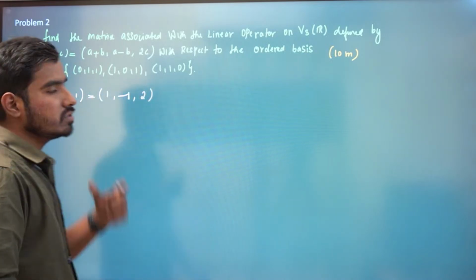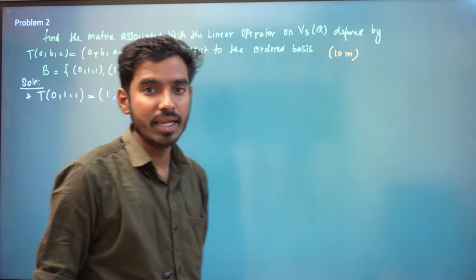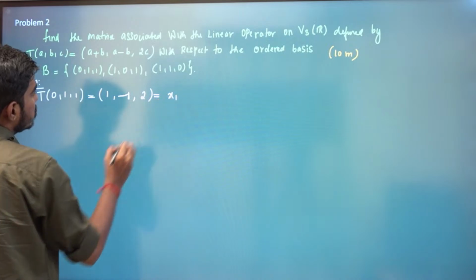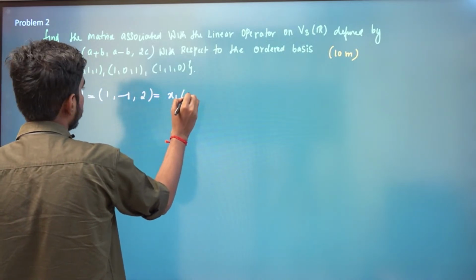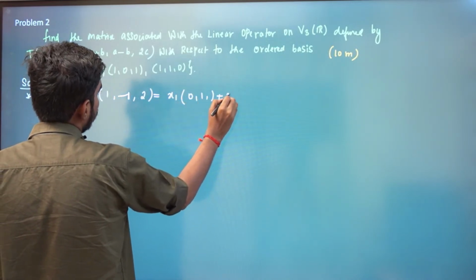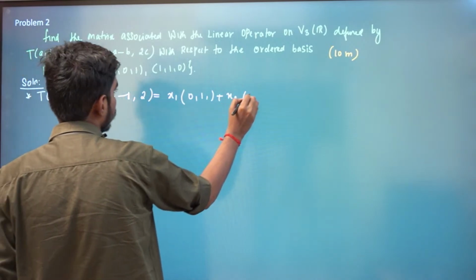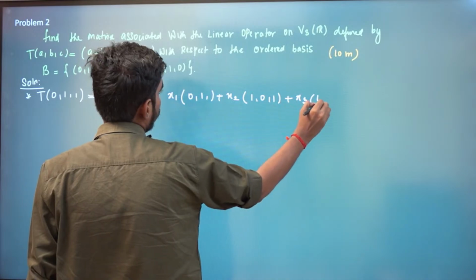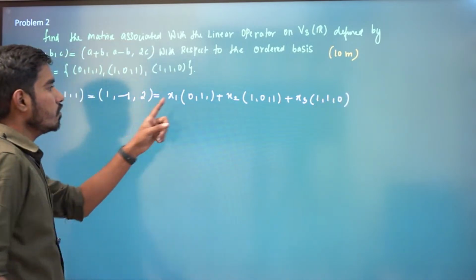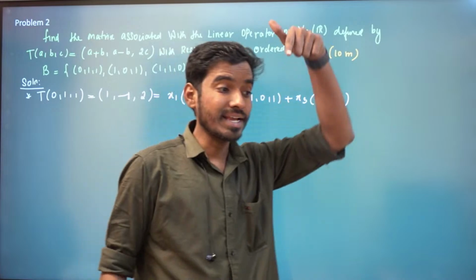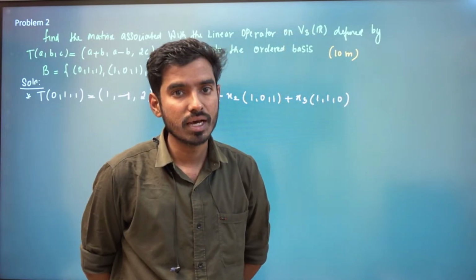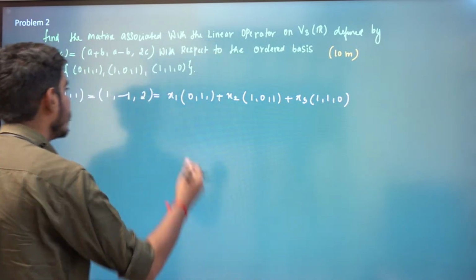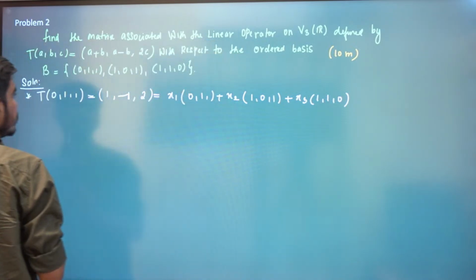Now we have to express this output vector as a linear combination of basis vectors. Now we need to express this as x1 times basis vector (0, 1, 1) plus x2 times (1, 0, 1) plus x3 times (1, 1, 0). You have to find x1, x2, x3 now. That x1, x2, x3 will be my first column in my required matrix, right? Now how to find x1, x2, x3? Solve for x1, x2, x3 here.